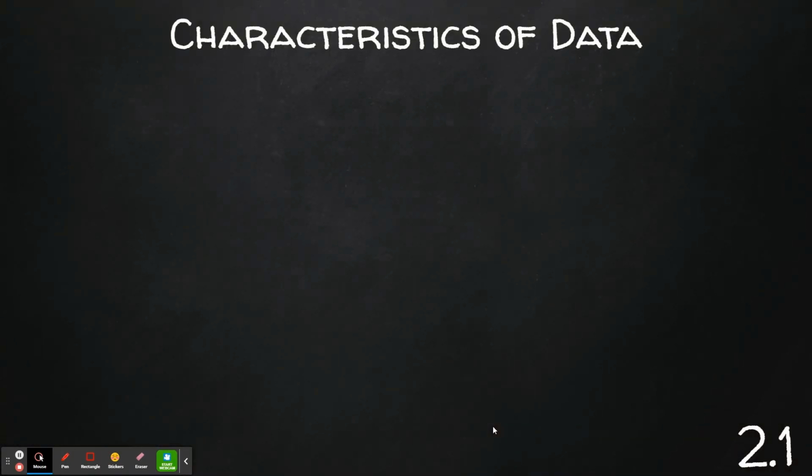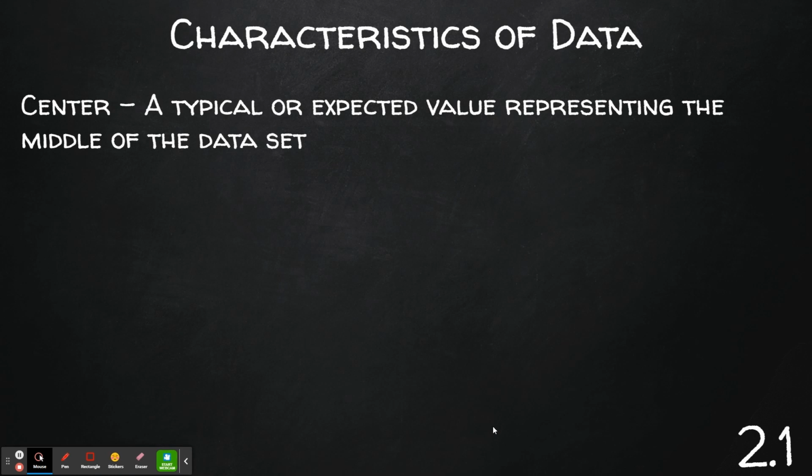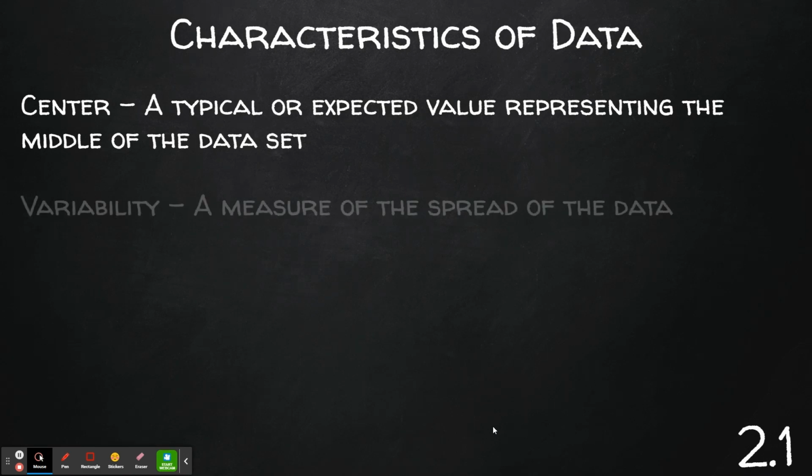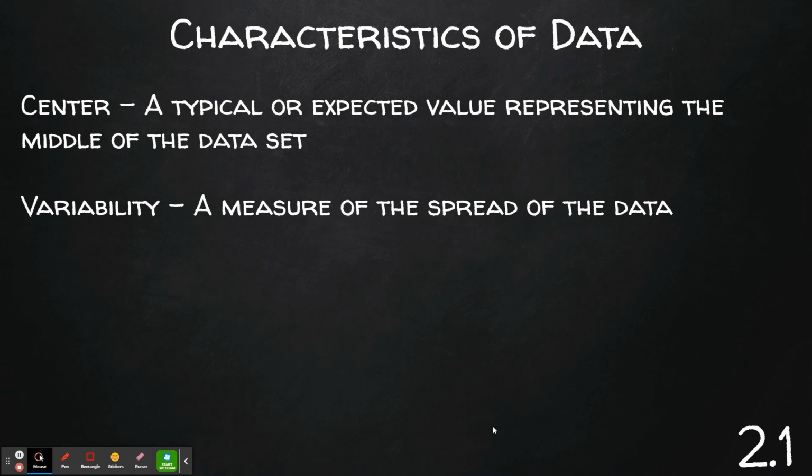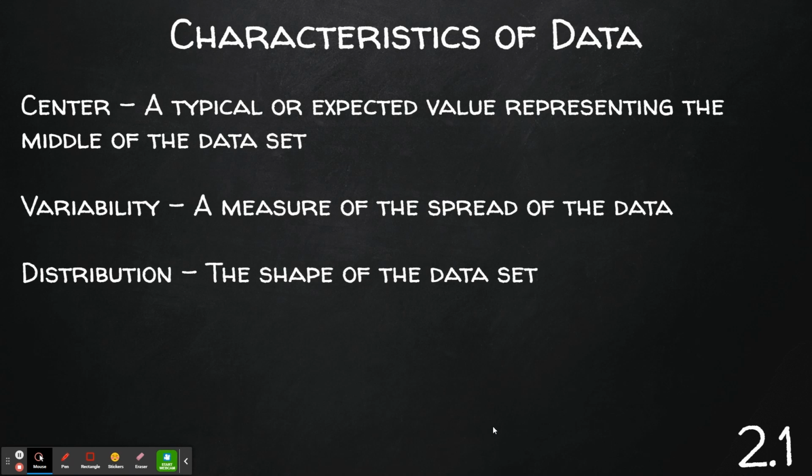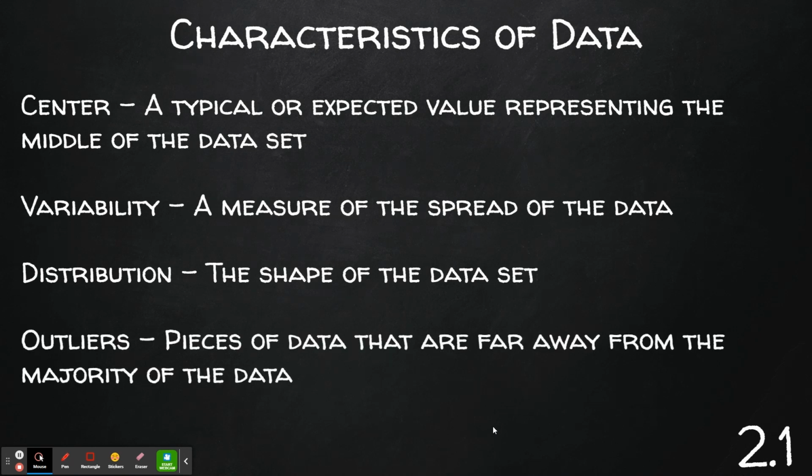All right, jumping into data here, we have some characteristics of numerical data. Numerical data has a center, or a typical or expected value, that kind of represents the middle of the data set. It also has variability, the spread of the data. We'll get more into these two terms later, but for now, there are general ideas of how data behaves. The distribution is the shape of the data set, and outliers are pieces of data that are far away from the majority of the rest of the data. Again, a little bit vague for now. We'll come back to these in a little bit.